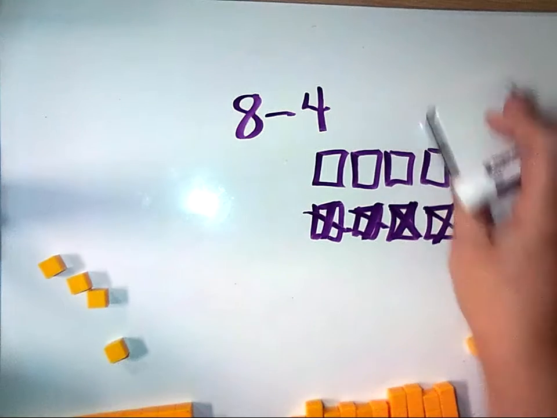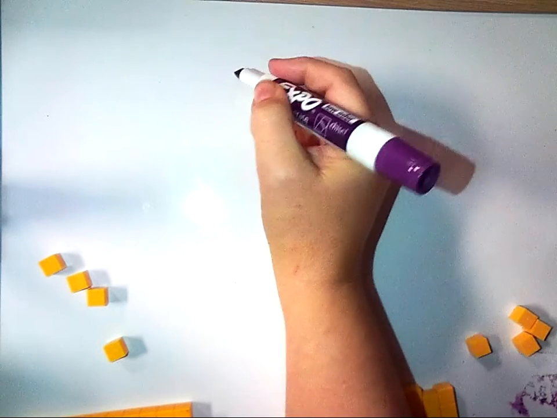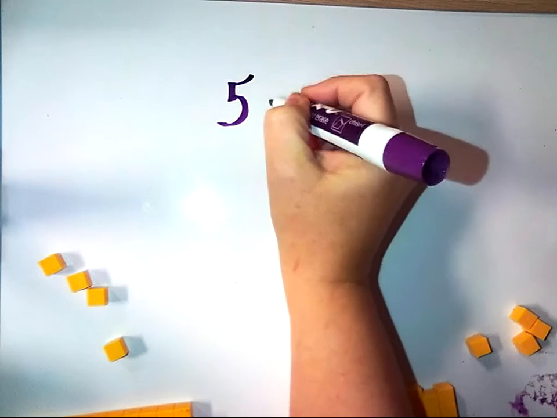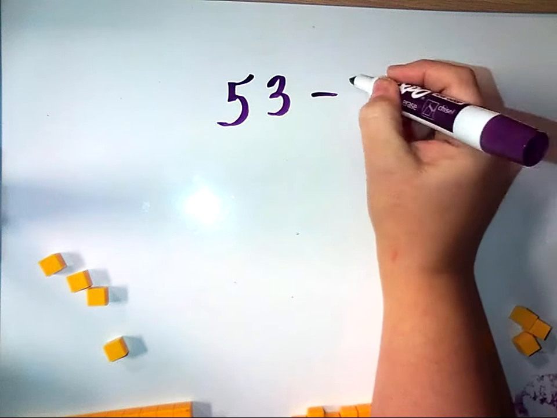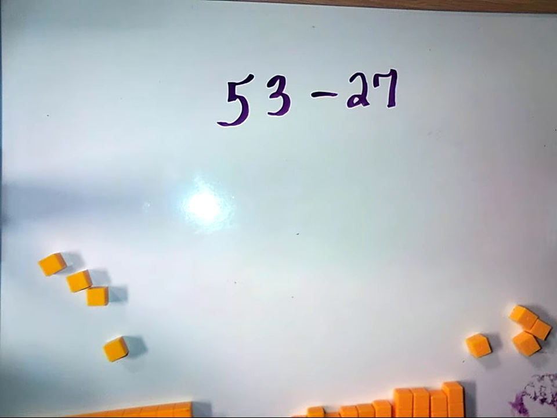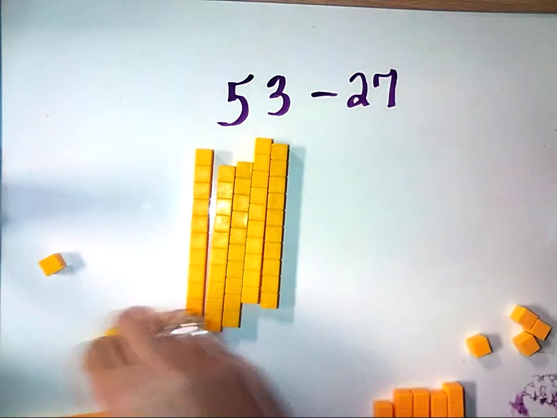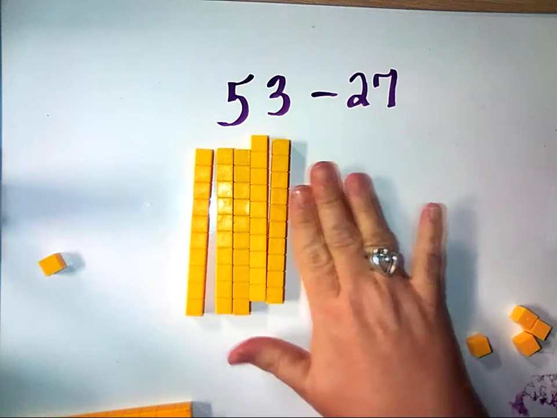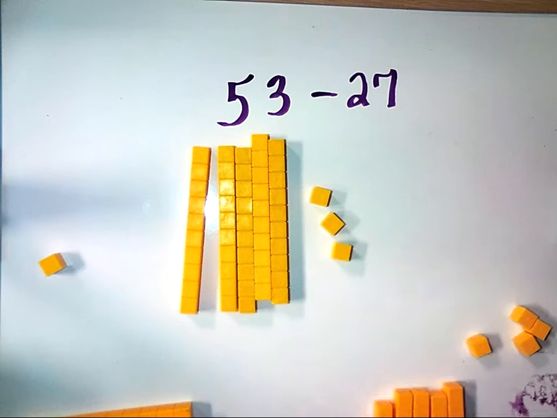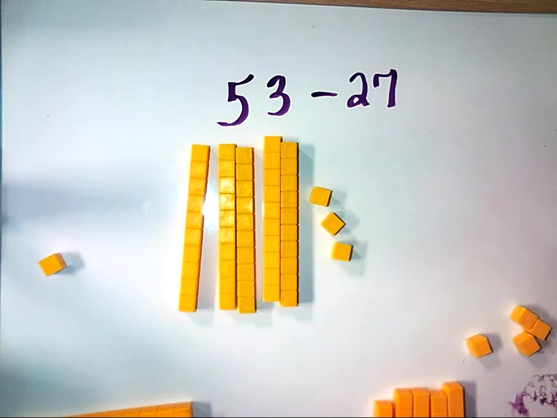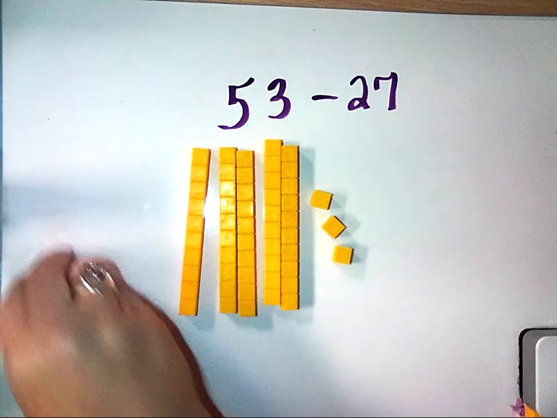Then as we move up into our 2-digit and 3-digit numbers and so forth, if I have 53 minus 27, again we start by representing our 53, which is our minuend. So 10, 20, 30, 40, 50, 3. We do not have to represent our 27 because we're taking it away from the 53, not adding it to. Get all the rest of these out of the way.